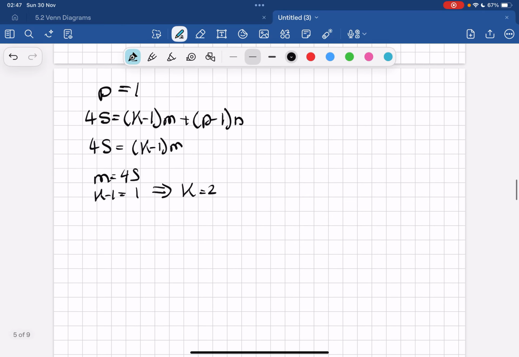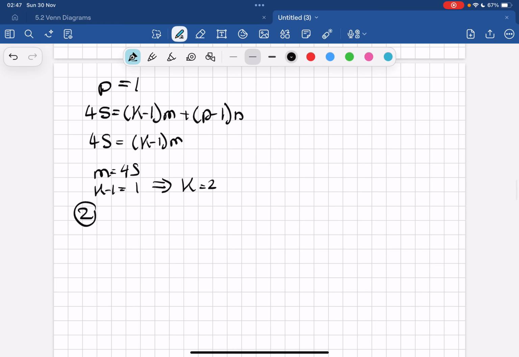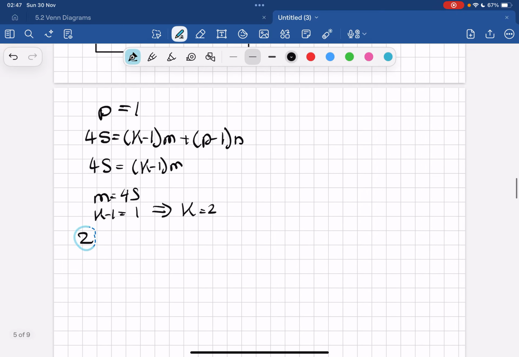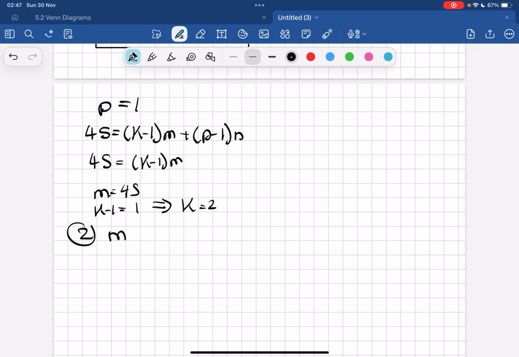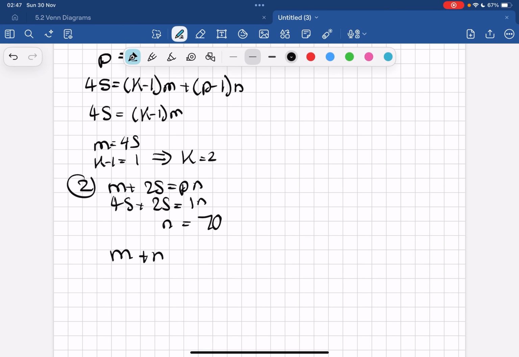We've got m, k and p. Now let's use our second equation just to mix things up. m plus 25 equals pn. So we've got 45 plus 25 equals 1n. n here equals 70. So m plus n, when we have p equal to 1, equals 70 plus 45 equals 115.